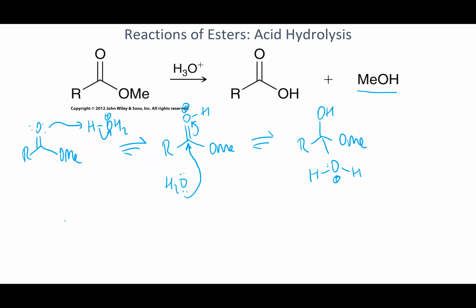Now we need to lose methanol, so we have to do our set of proton transfers. So we use water to remove a proton. Get this intermediate here, like so. Now we have to protonate the methoxy group so it becomes a good leaving group. So again, dilute aqueous acid conditions, the hydronium ion.